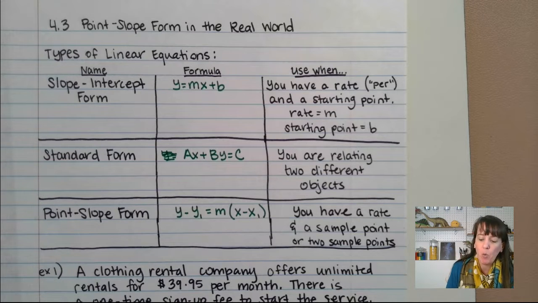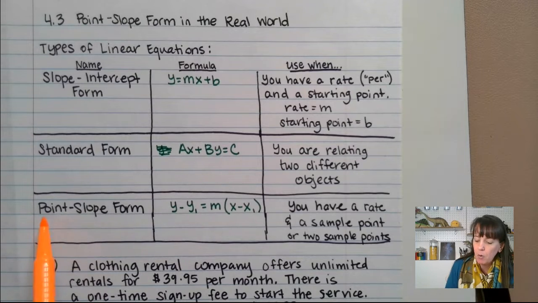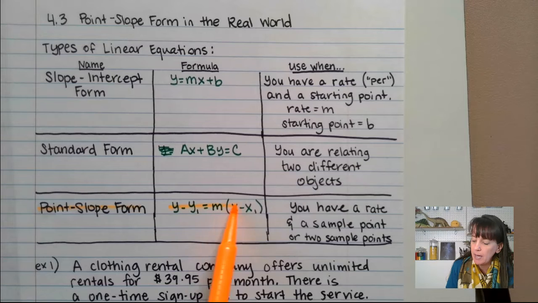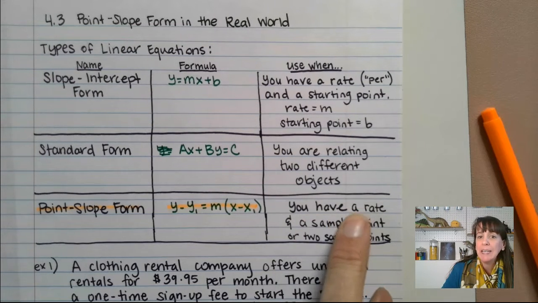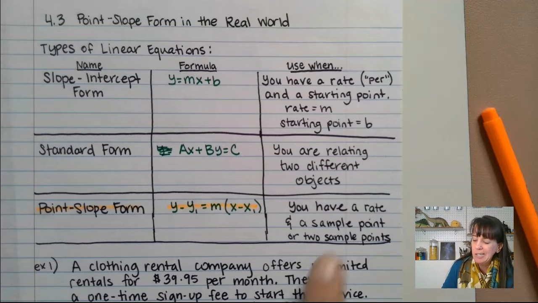Today we're going to talk about point slope form. So we're going to be talking about this guy right over here. Point slope form, which is y minus y1 equals m times x minus x1. A good time to use this form is when in your word problem you have a rate and a sample point, or you have two different sample points. So we're going to talk about that. You have a rate and a sample point.